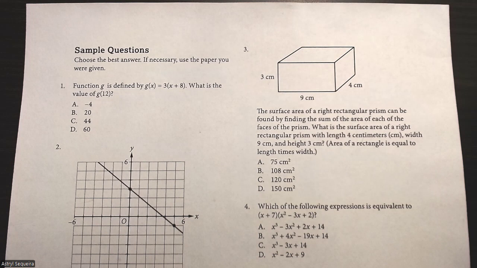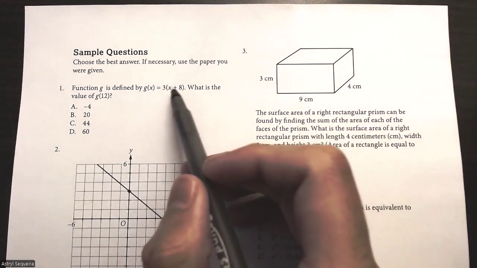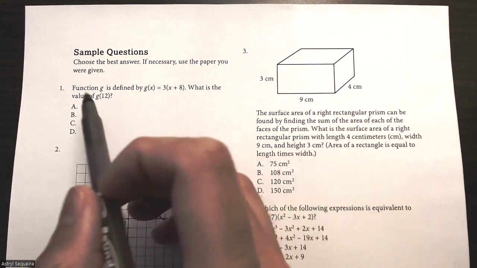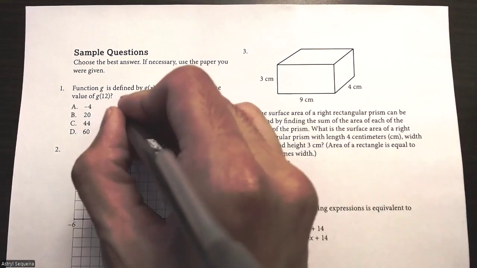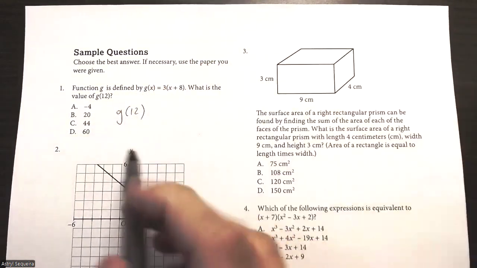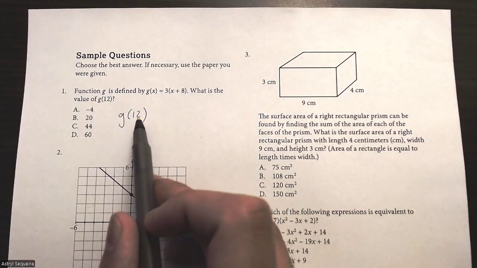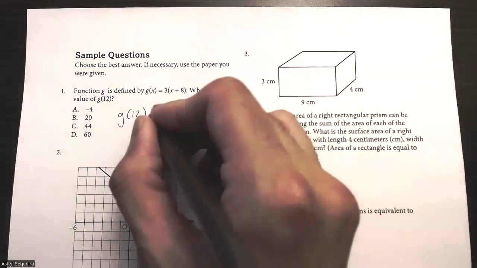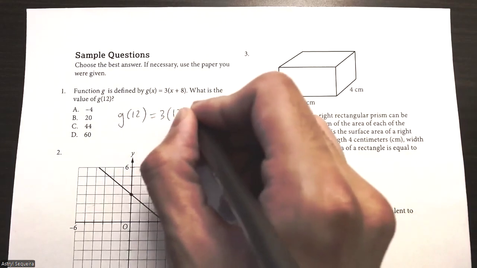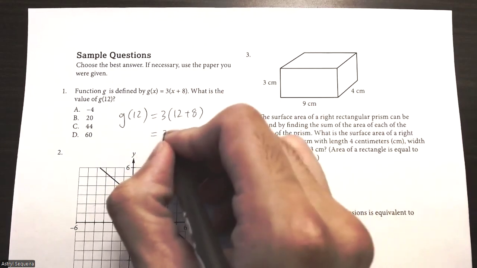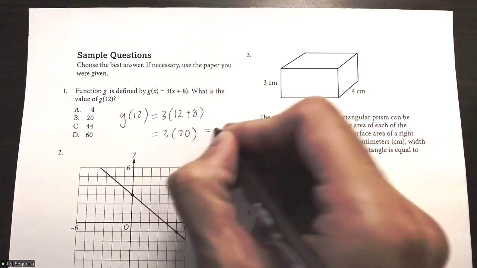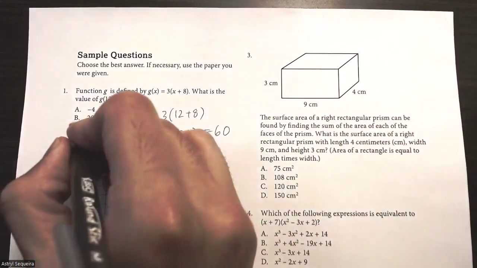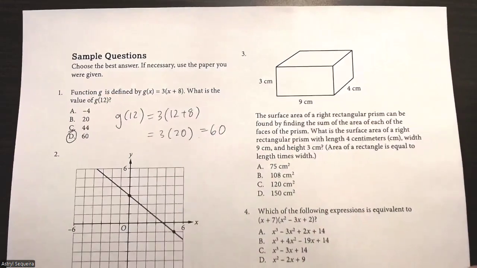It gives us an equation, g of x equals 3 times x plus 8, and then find the value of g of 12. So to find g of 12, I'm simply subbing in x as 12 in this equation. So 3 times 12 plus 8, which is 3 times 20, which is 60. So the right answer is part D.